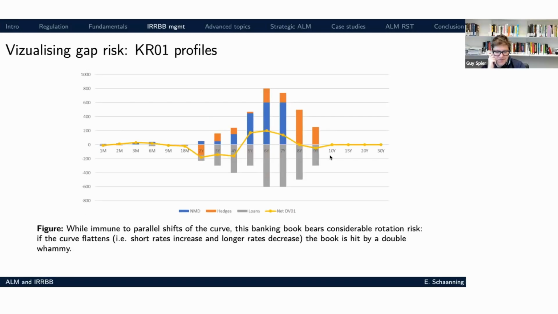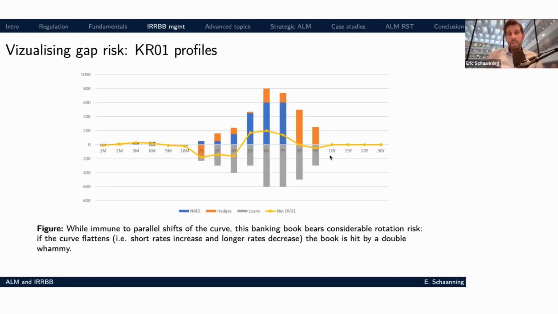So talk us through this. Talk us through first of all the blue, the orange, and the gray before we get to the yellow, as if you're presenting this. Let's say you're presenting this to the board, and obviously something needs to be done in the 2 to 4 and the 5 to 7 year tenors. How would you talk them through it?